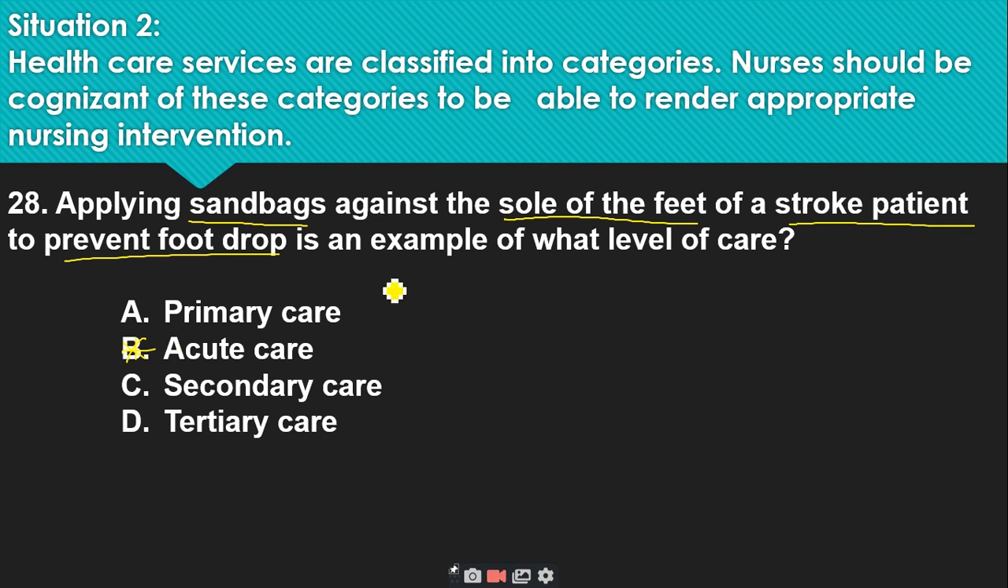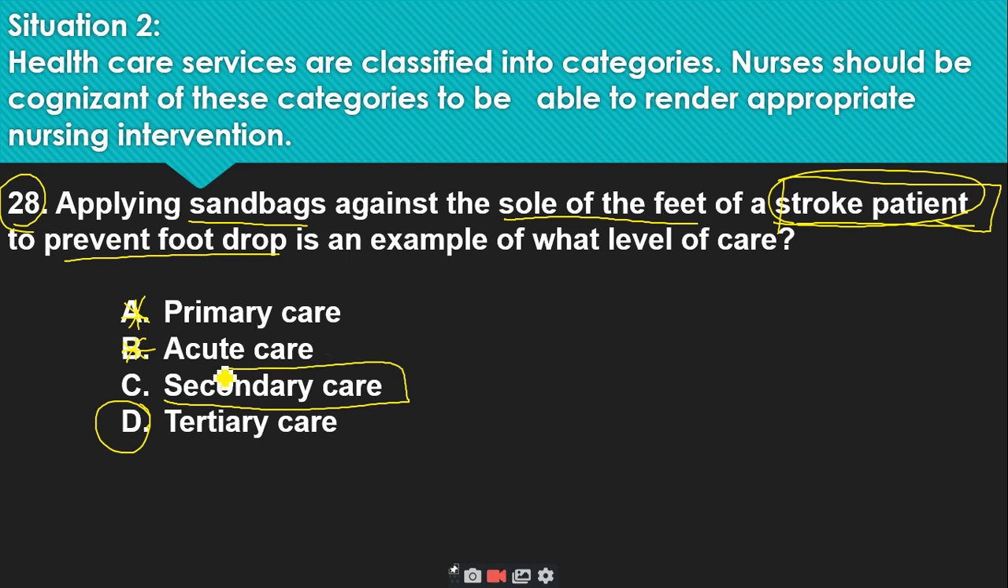We don't have an acute care level specific for prevention. And of course, let's eliminate also your primary, because when you say primary, the patient has no illness. Take note of the word stroke patient. So therefore, the best answer for number 28 is letter D, tertiary. Why did it become tertiary? It's because the patient is already sick and that is part of the rehabilitation program. Take note, it's not a treatment because this is actually in prevention of the patient having foot drop. So that is going to be letter D.